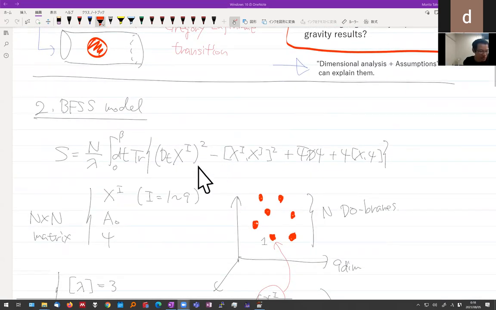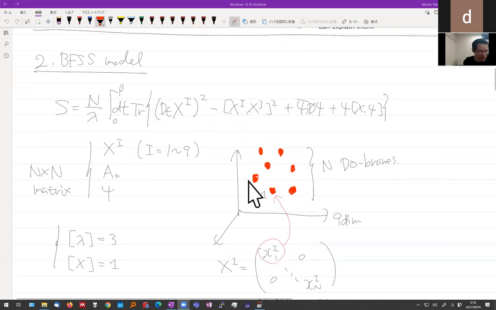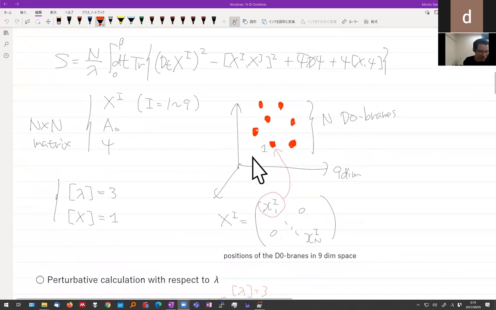Okay, so let me start to explain this in more detail, this BFSS matrix theory. The action is given here, and the field content is X, A naught and fermion psi. We have 9 scalars, one gauge field and fermions, and all of them are N by N matrices. The action is this one, and it can be regarded as a dimensional reduction of a 10-dimensional super Yang-Mills theory. It describes the motion of N D0 branes, something like this. And the position of the D-branes is captured by the diagonal component of this X field.